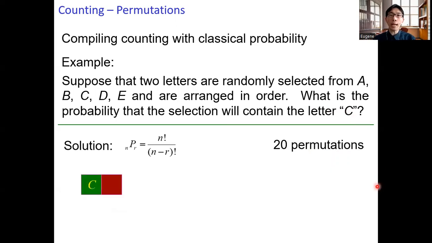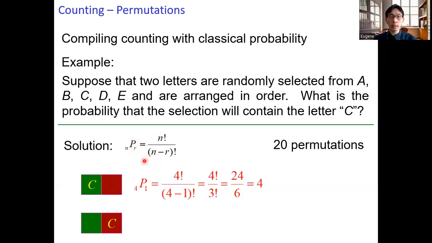There are 2 possible scenarios. Either the letter C is in the first position or in the second position. In the first scenario, where the letter C is in the first position, the first position is fixed. It must be the letter C. So in the second position, we only have 4 choices, the letters A, B, D, and E. So in terms of the permutation notation, the number of choices consisting of the 2 letters, where the first letter must be the letter C, is 4P1.